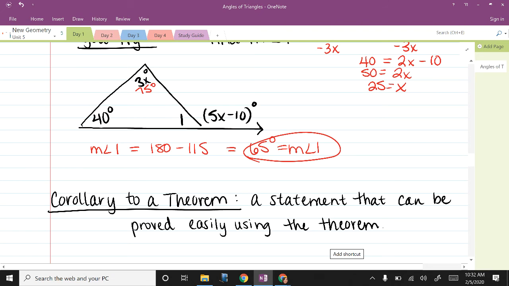I can't even say it. Corollary. My John wouldn't be able to say it because he can't say his L's and R's. He doesn't have very good speech. He'd say cool Willie. Cool Willie.